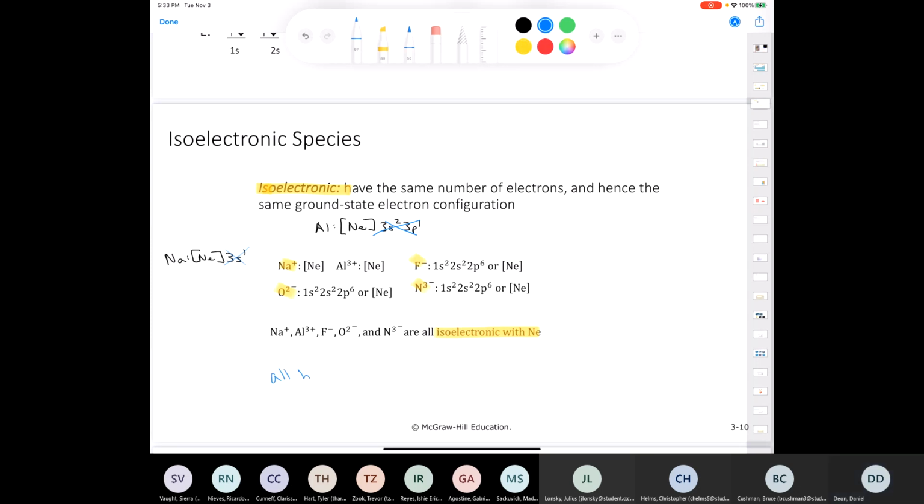They all have 10 electrons, okay? They still are different elements, right? Because the number of electrons in an atom or an ion doesn't govern its identity, does it? The identity of an element is governed by the number of protons.